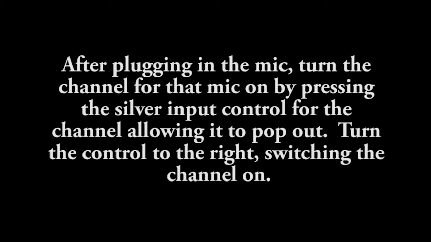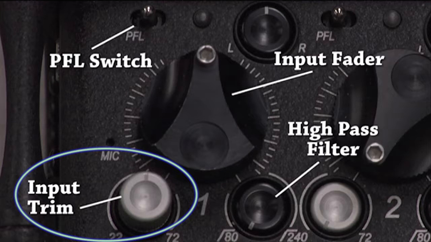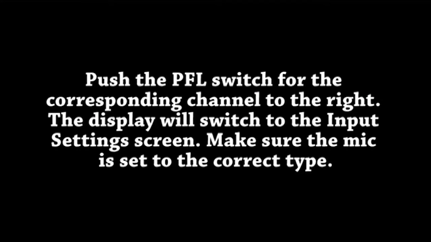After plugging in the mic, turn the channel for that mic on by pressing the silver input trim control for the channel, allowing it to pop out. Turn the control to the right. It'll click, indicating that the channel has been turned on. Push the PFL switch for the corresponding channel to the right.